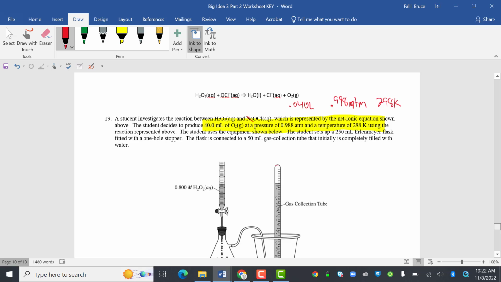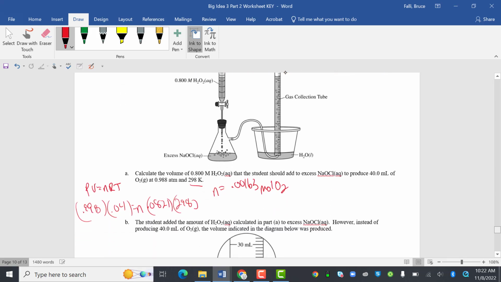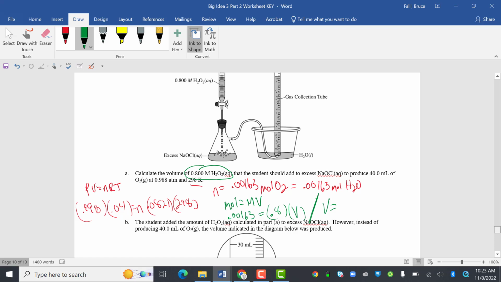So looking up here, this is a balanced equation, so it's a 1-to-1 mole ratio. That means I'm going to need 0.00163 moles of H2O2. I'm going to change my plan a little bit. Moles equals MV, so 0.00163 equals 0.8 times V. V equals 0.00163 divided by 0.8, which is 0.00204 liters or 2.04 milliliters. Either one is fine.